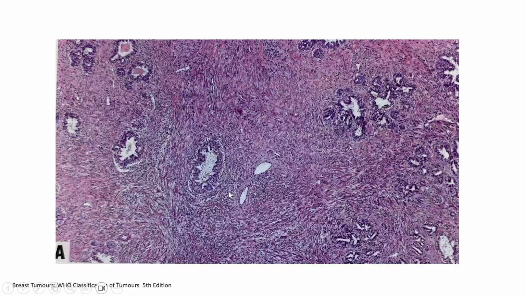gynecomastoid-like changes. At this high power, we can see the stroma is really hypercellular, and then we can see this benign epithelial cell proliferation forming this micropapillary structure. So combined with the clinical history, we can consider juvenile fibroadenoma. Another variant is cellular fibroadenoma.